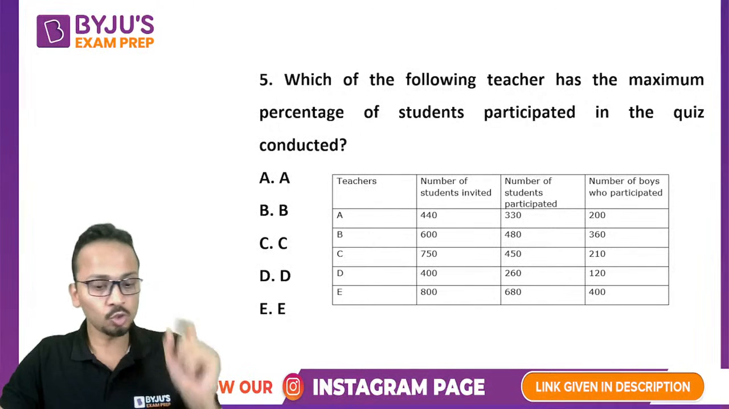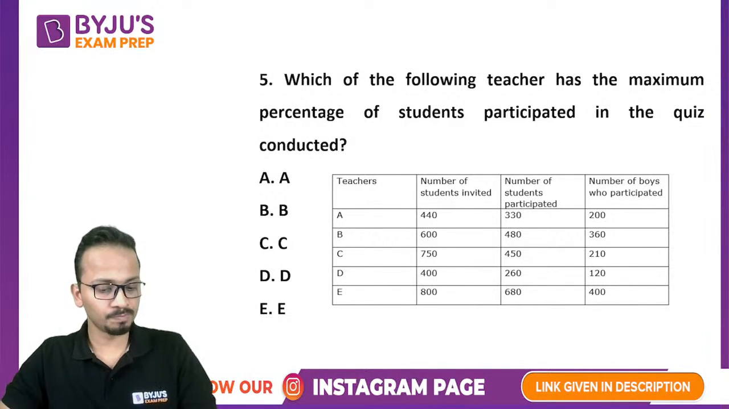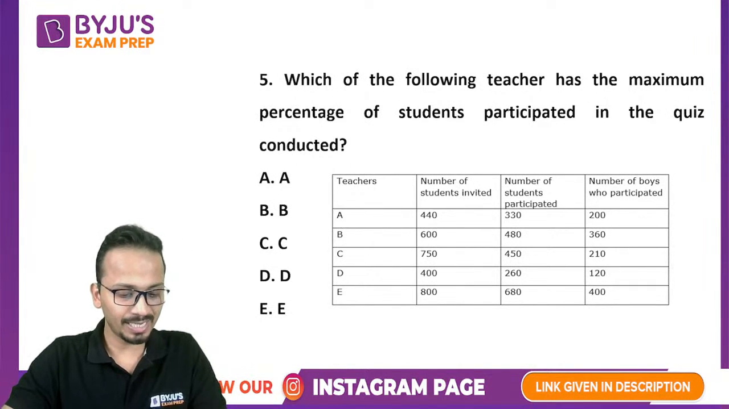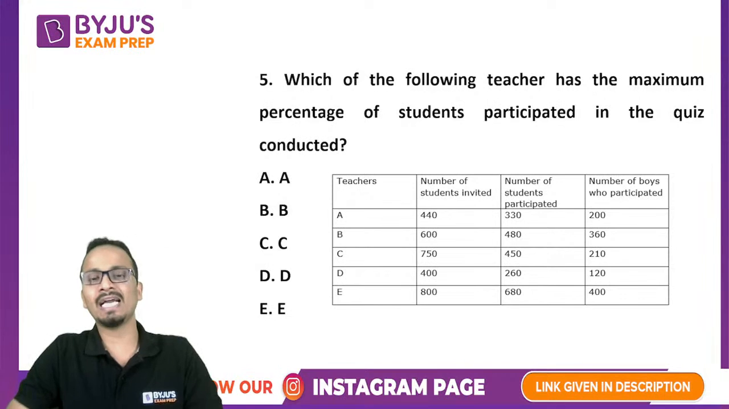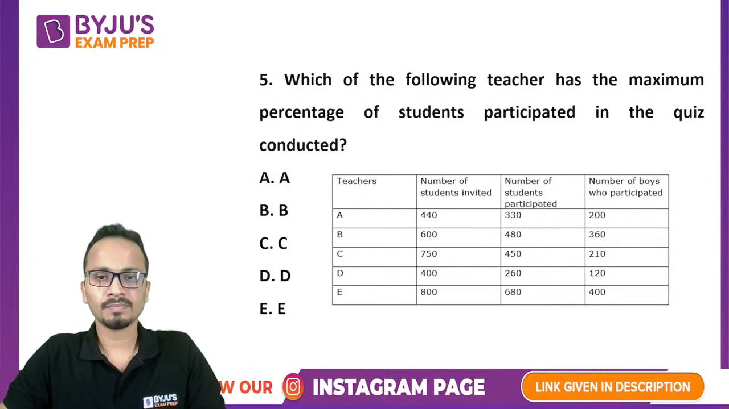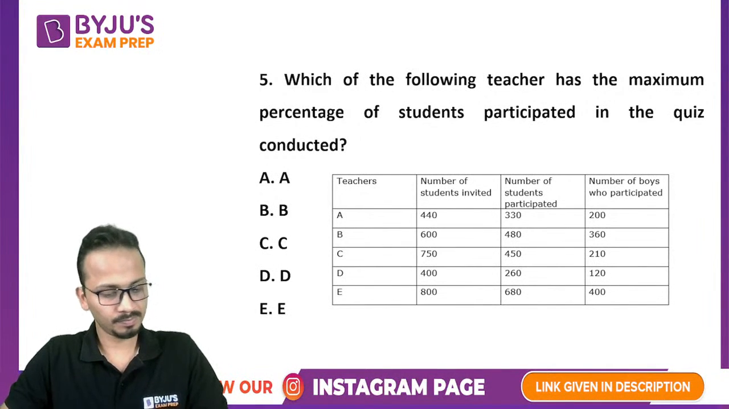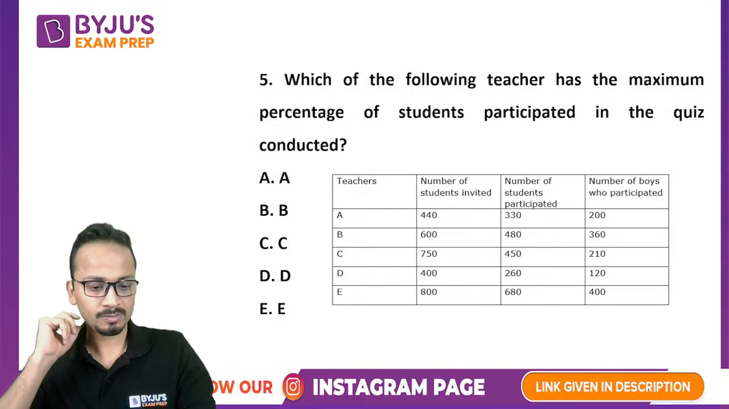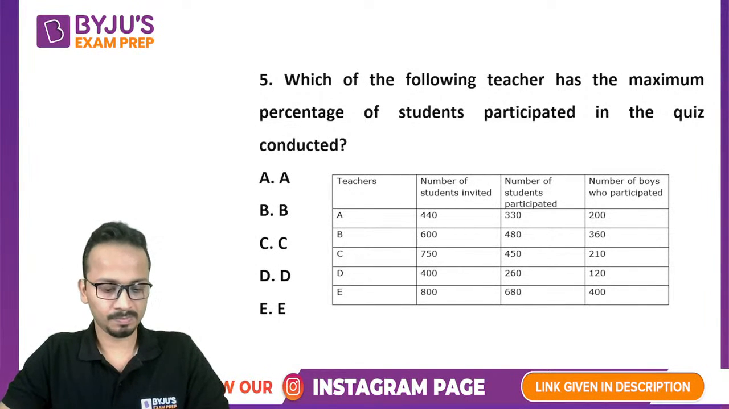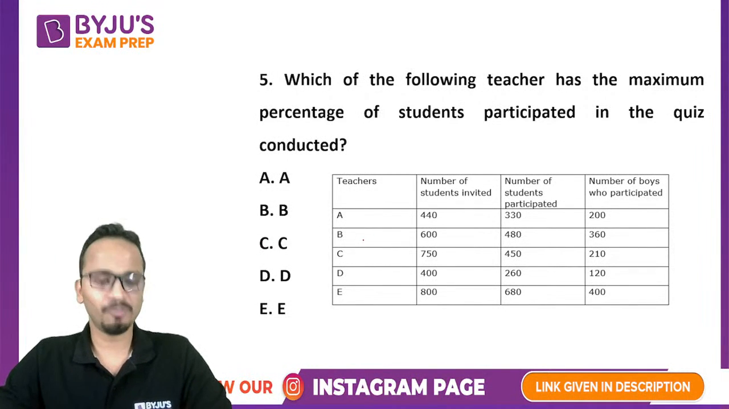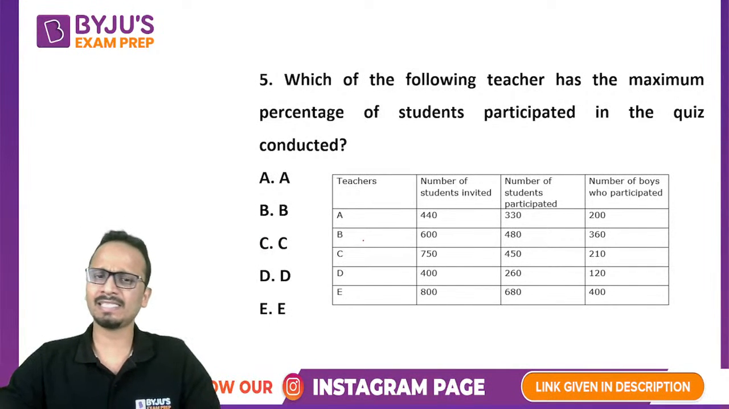Maximum percentage of students who have participated is for which teacher? Saurabh says A. Student with the name of football goal says A. Rajib, Aruna, Raghavendra, Sweetie, all of you are telling me that the answer is option A. Okay, nice, good. Sweetie, Akriti, Sameer, nice. So let's start solving this one. All of you have given option A as the answer, and let's see if this is correct or not.